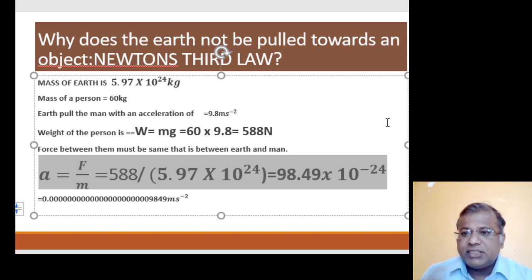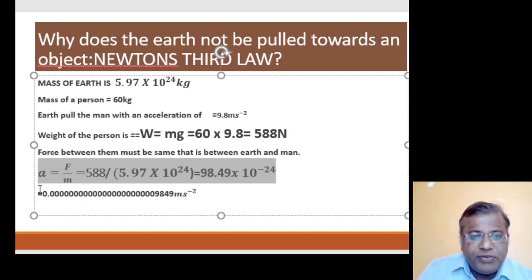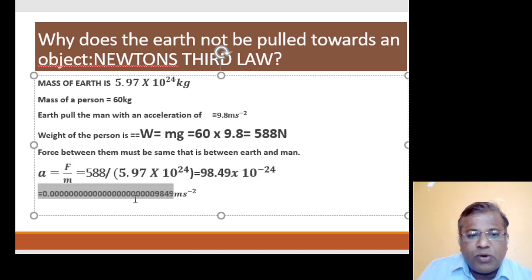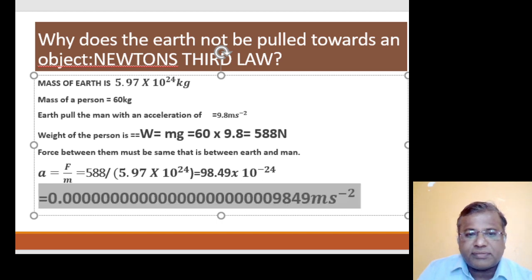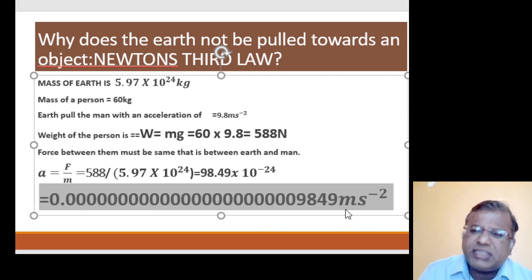We are going towards Earth with an acceleration of 9.8, whereas Earth is coming towards us with an acceleration of 98.49 into 10 raised to minus 24. Now if I just see the value, we'll understand more clearly what this acceleration is. Earth is being accelerated towards us with a very, very small value, 0.00000, 22 zeros and 9849. Is it possible for anyone of us to even see such a small value of acceleration?